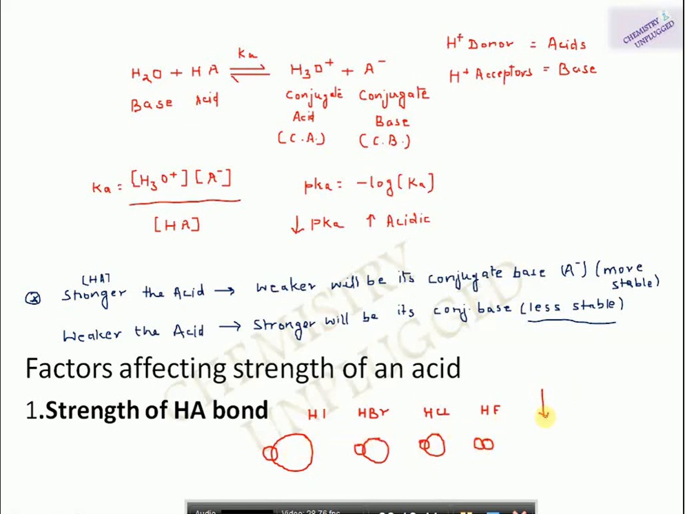HF has the lowest bond length because the atomic orbitals of H and F are almost similar in size, so it has the smallest bond length. So down the group, the bond length increases and the bond strength decreases.